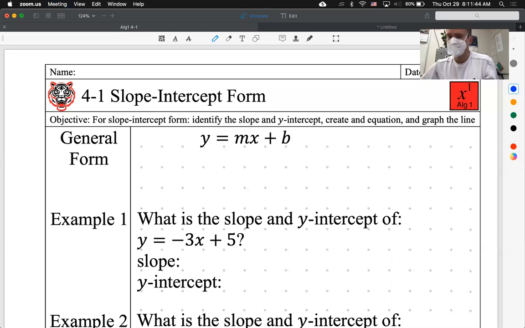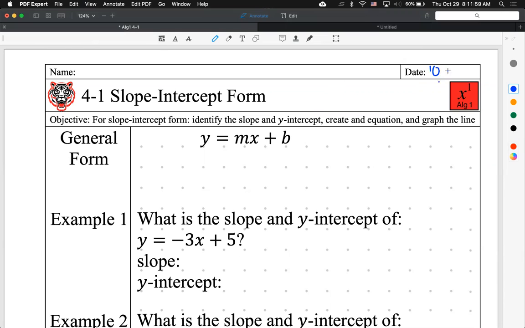Welcome to our new unit, Unit 4. This is the forms of linear equations, the many forms of how to make a line. Today's date is Thursday, October 29th, 2020. It's almost Halloween. Yes, so 4-1 slope intercept form. Welcome to your y equals mx plus b that Giorgio has been talking about forever.